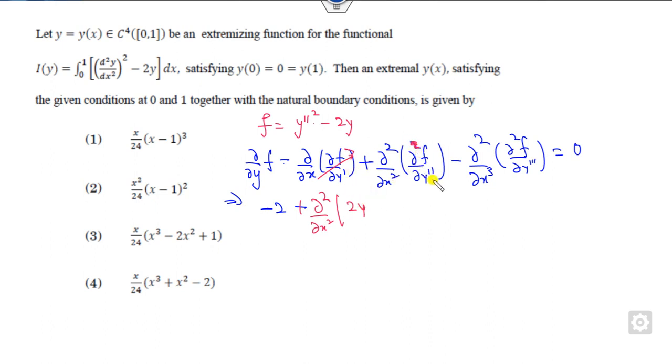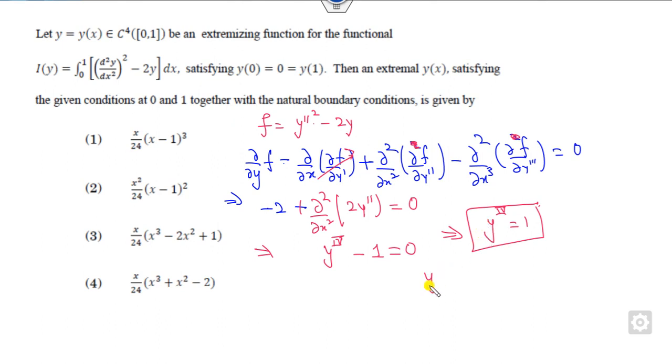Sorry, it's a single here. What is that? This is 2y dash is 0. So what is the second derivative of this? y fourth derivative minus 1 is 0. That means the fourth derivative should be 1. So if I simply take the fourth derivative to be 1, you can take the fourth derivative easily. So what is the meaning of that? It is x cube fourth derivative with this condition. Okay, this condition is satisfied.